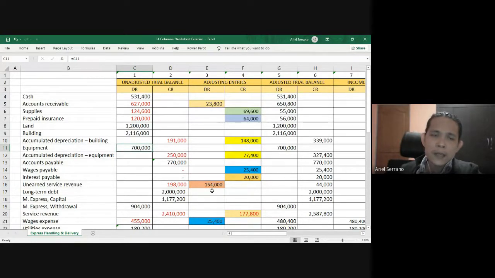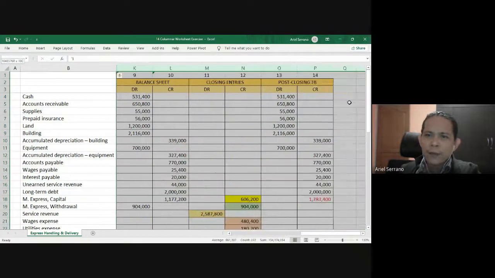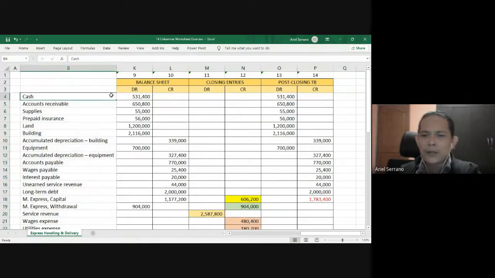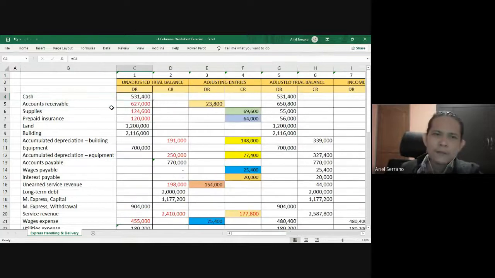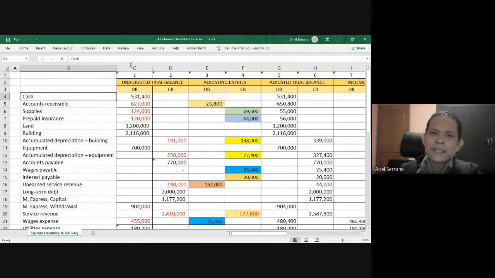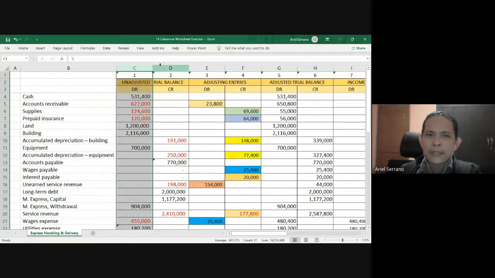What you will see in a 14-columnar worksheet, of course, you will be seeing 14 columns from columns 1 to 14. But you also have this one for the details, and this is not counted in the 14 columns. So if we count including this one, it will be a 15 columnar. But for the descriptions, this is not counted. Okay? For the first and second column, it represents your unadjusted trial balance.